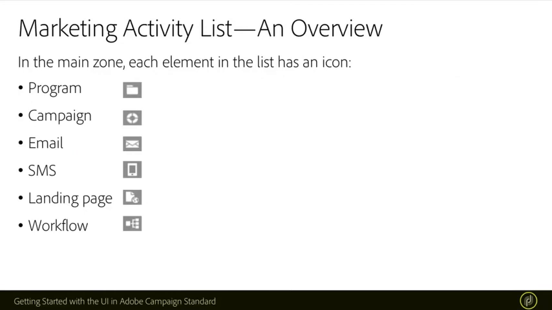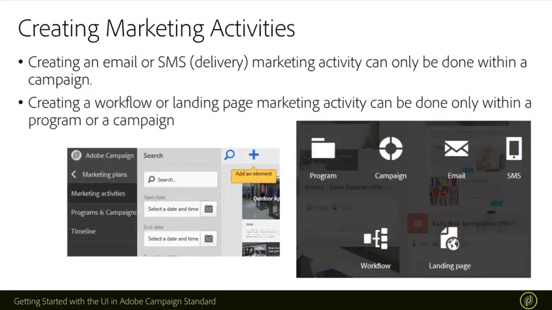This gives you a centralized view of all these marketing activities in one single place. In the Marketing Activity list, you can quickly see each type of marketing activity based on the icon that is listed with it. Programs have a folder, a campaign, email is an envelope, SMS shows a mobile device, landing page shows a page with the web, and a workflow shows a standard workflow diagram. Creating marketing activities. Creating an email or text message, SMS delivery can be done within a campaign. Creating a workflow or landing page marketing activity can only be done within a program or campaign.